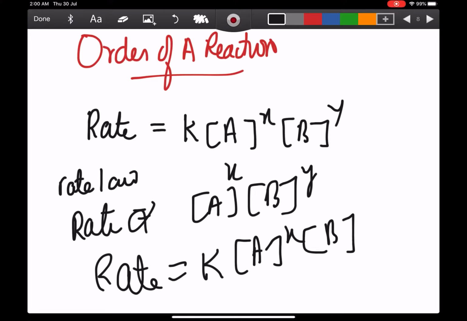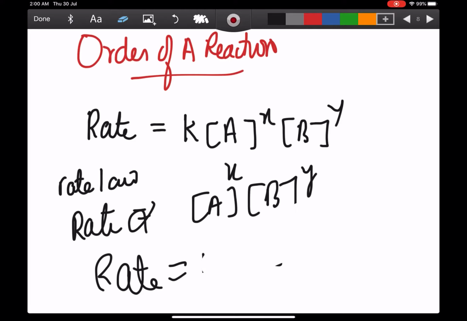The important thing to remember is that x and y may or may not be the stoichiometric coefficients. If I have just one reactant, then I would just write it in terms of A. If I have two, I'll write A and B and so on. This was your rate law.